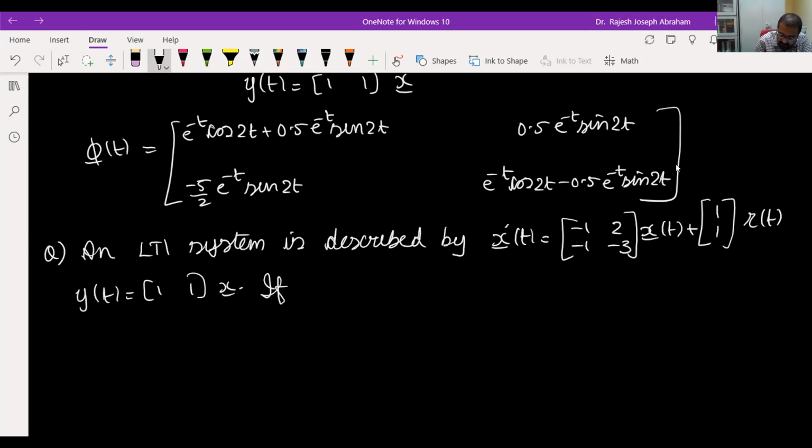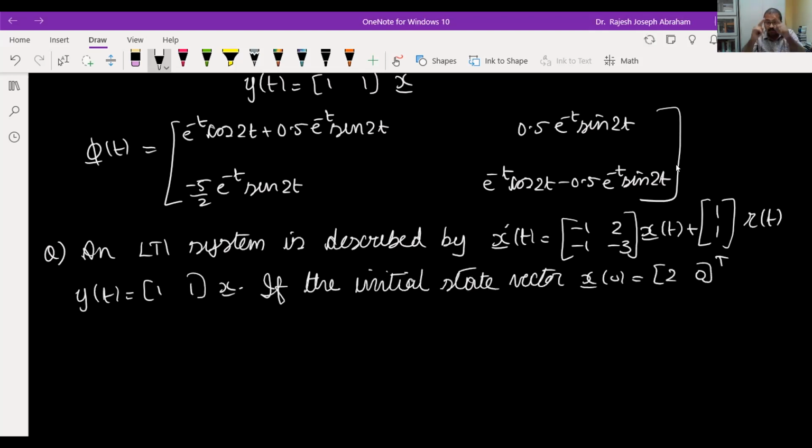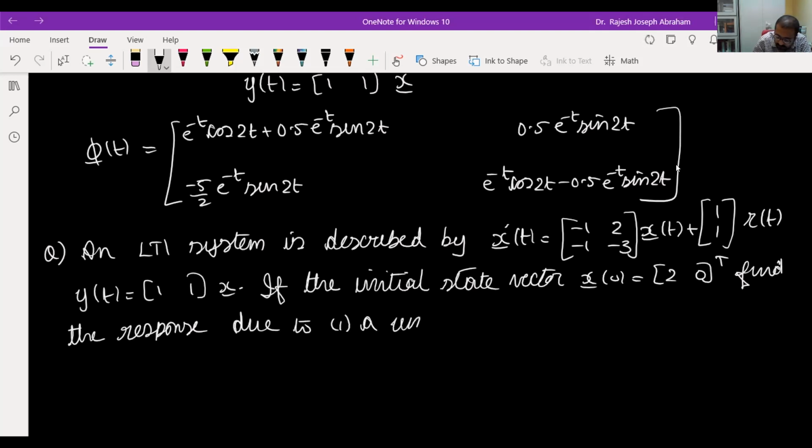If the initial state vector x naught is [2 0] transpose. See, x naught is normally a column vector, that's why I have written transpose here, right? Find the response due to one, a unit impulse input, and two, a unit step input.